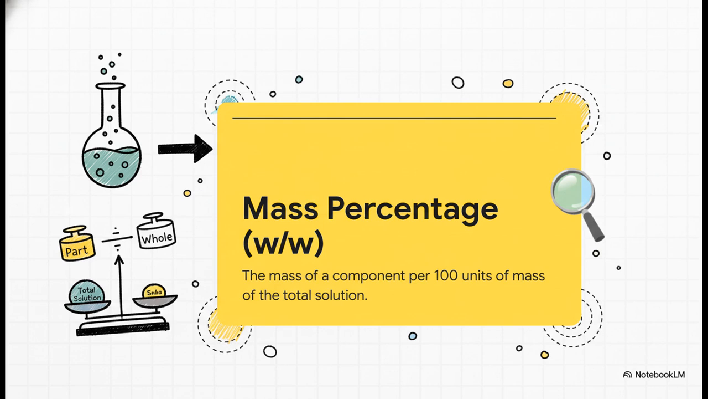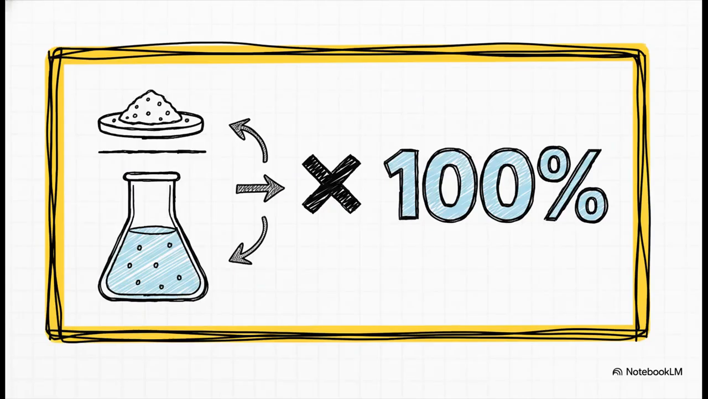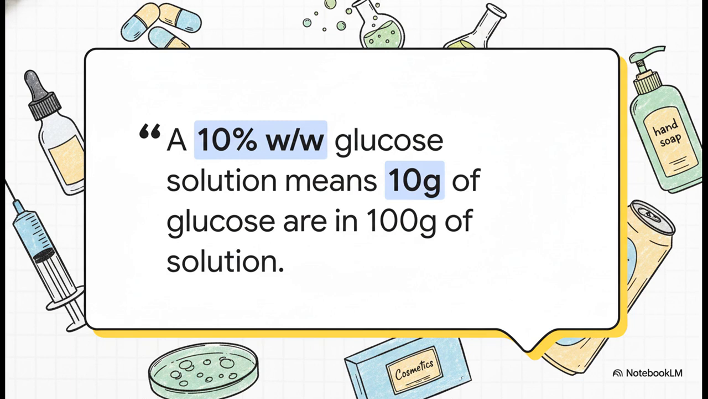First up is mass percentage. Think of it as just a simple ratio, a part to the whole. And the formula is super straightforward. Just take the solute's mass and divide by the solution's mass. You see this all the time, especially in medicine and on products you buy at the store.